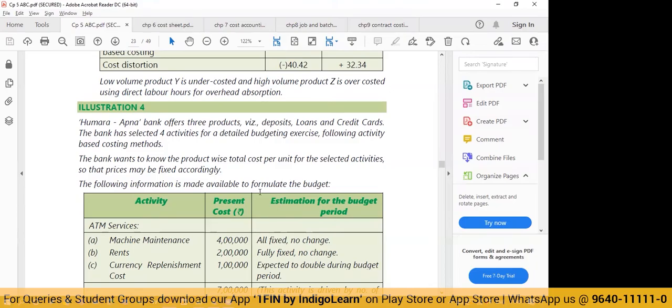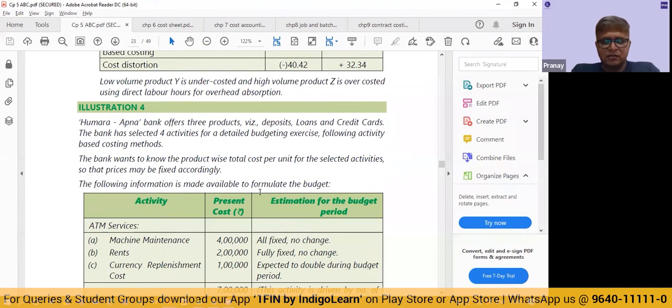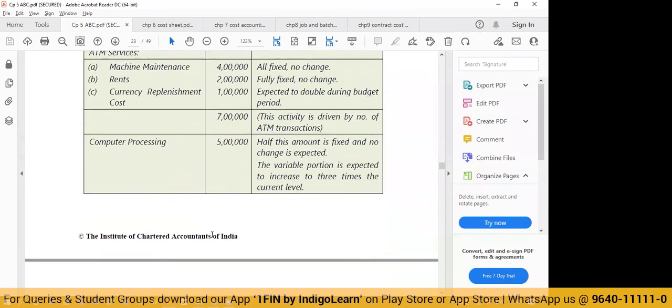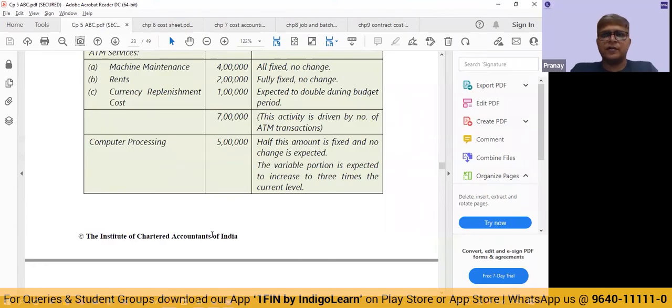Sir, while solving the questions, in some questions they are asking operating income. It was just revenue minus costs and all. See, once you are in a costing atmosphere, the costing profit is itself your operating profit. Okay, sir. Unless they specifically ask for financial profit, profit as per financial statements, that's a different thing.